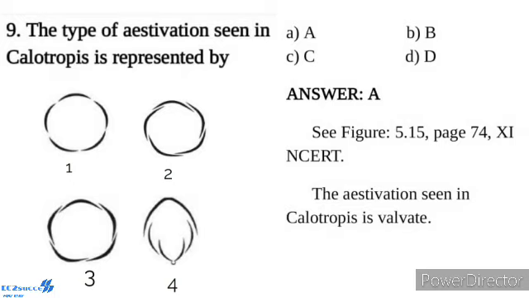Second one, twisted or contorted estivation. One margin of a petal overlaps regularly the margin of an adjacent petal, the other margin being overlapped by the margin of another adjacent petal. Example, hibiscus, China rose. Third one, imbricate estivation. There is an irregular overlapping of petals by one another. It has three subtypes.